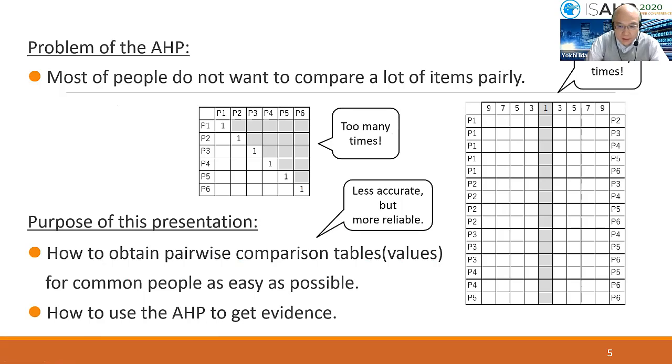When we consider a situation where not experts, but common people use the AHP as a group decision tool, the problem is that most common people do not want to compare items with each other many times. So I wondered how to make paired comparison easy for them, and how to use the AHP to make evidence in the context of EBPM. The purpose of this presentation is to introduce my attempt at this.